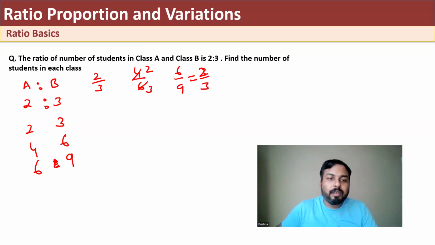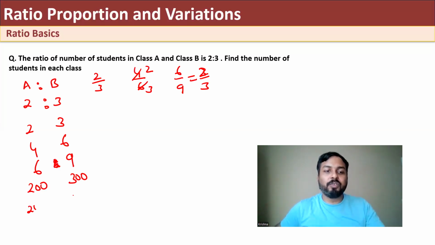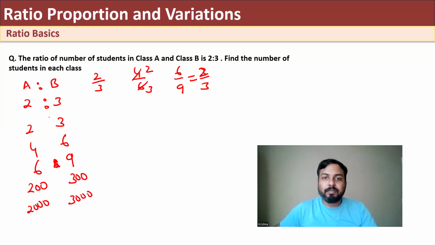Or the number of students in class A is 200 and in class B is 300. Because 200 by 300, again, I'll get the 2 is to 3 ratio. Or class A can have 2000 students and class B 3000. Again, the same ratio. So the point is, if somebody gives us only the ratio, we cannot find the number of students in each class.